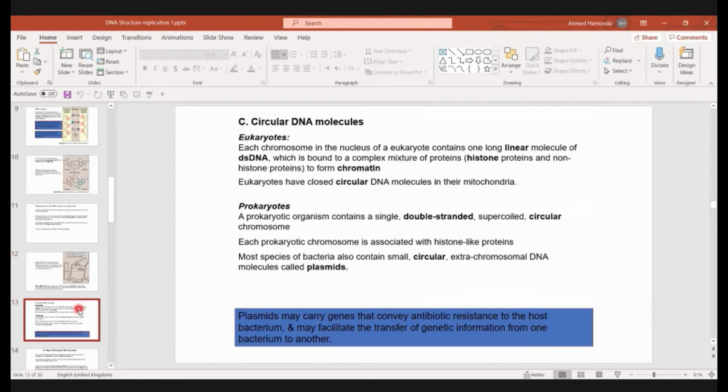Okay, let's talk about what we call circular DNA molecules. Again, in eukaryotes like humans, humans have 2 types of DNA, as we mentioned at the beginning. The one in the nucleus is linear, and you call it double-stranded DNA, and we said it is a complex of DNA and protein. The name of these proteins is histone. When you have your chromosome with the histones, it is called chromatin. And as we mentioned before, we have in the mitochondria a circular DNA in eukaryotes.